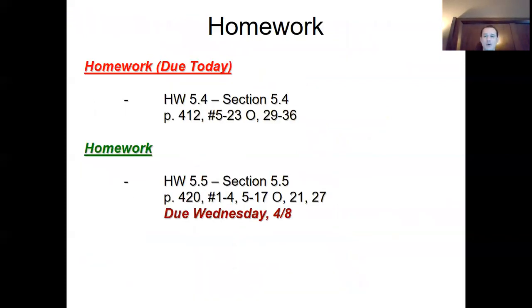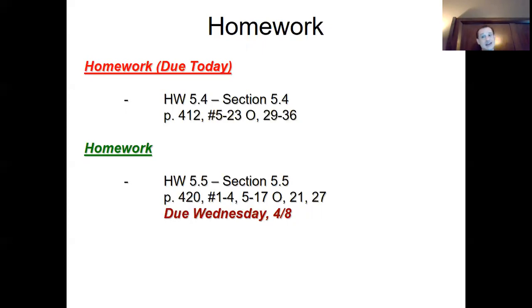So 5.4 is due today. In theory, I'll be lenient and accept that all the way up to the end of the week, but 5.5 is officially assigned today. The lesson officially started on April 6th, so class has begun, and we have the normal turnaround on these things. 5.5 is definitely due by Wednesday, the 8th.